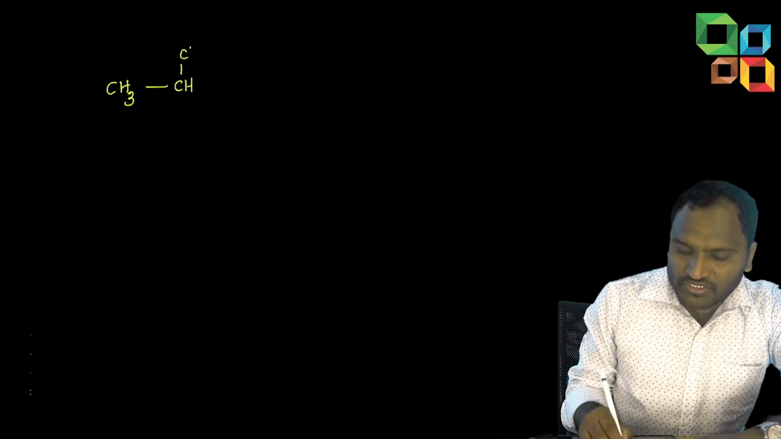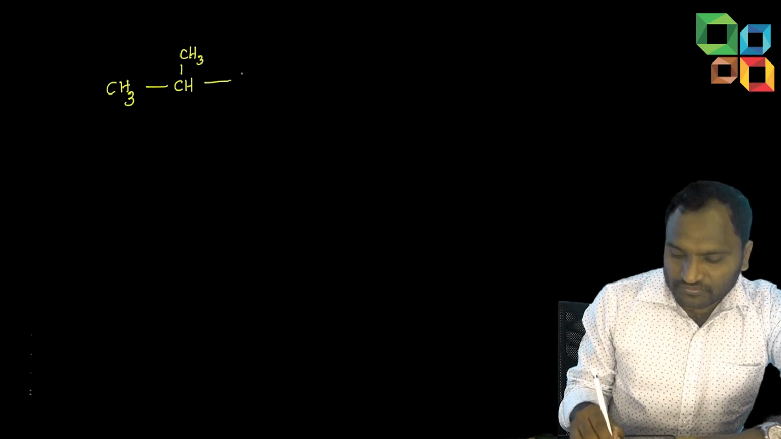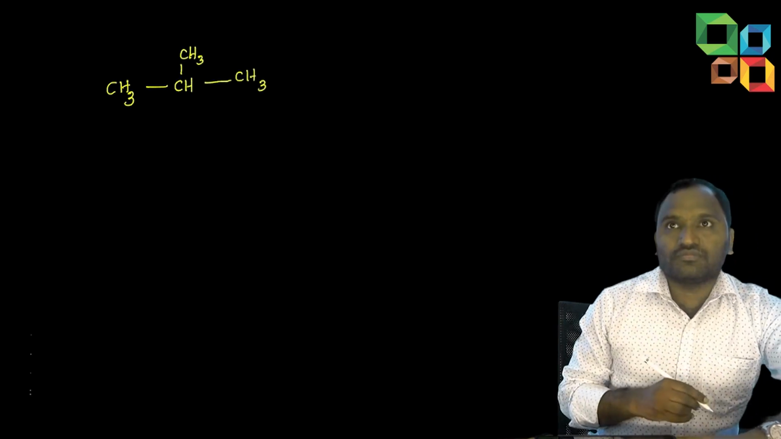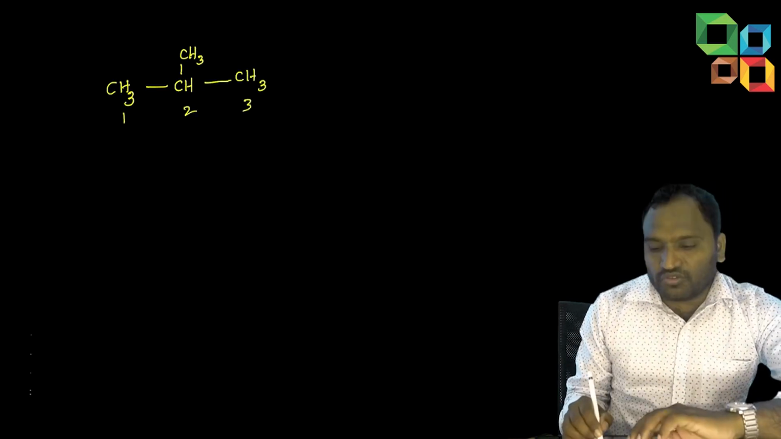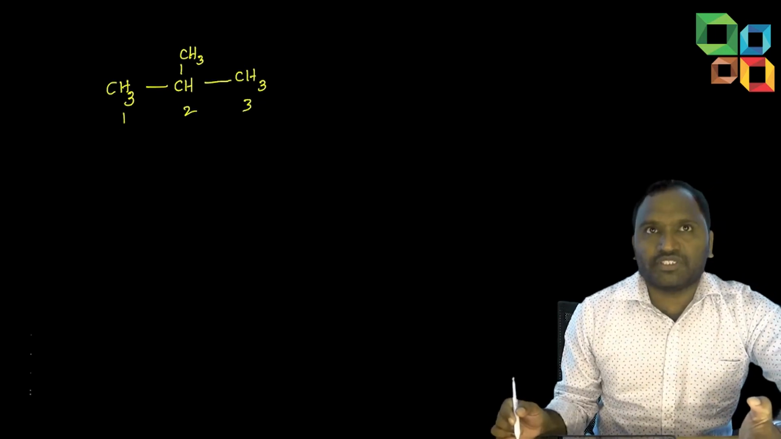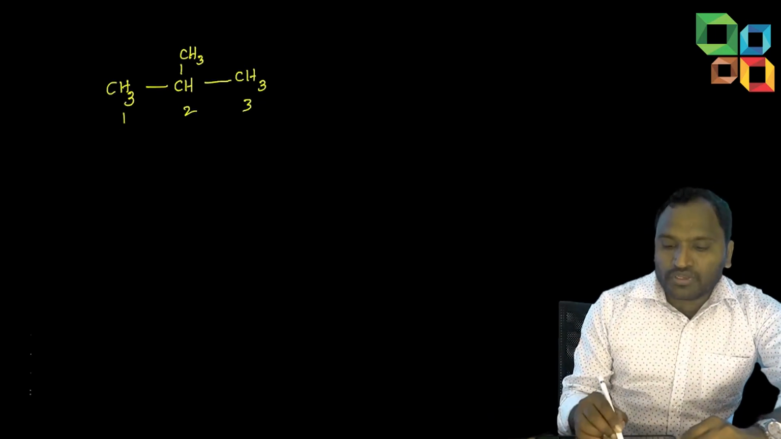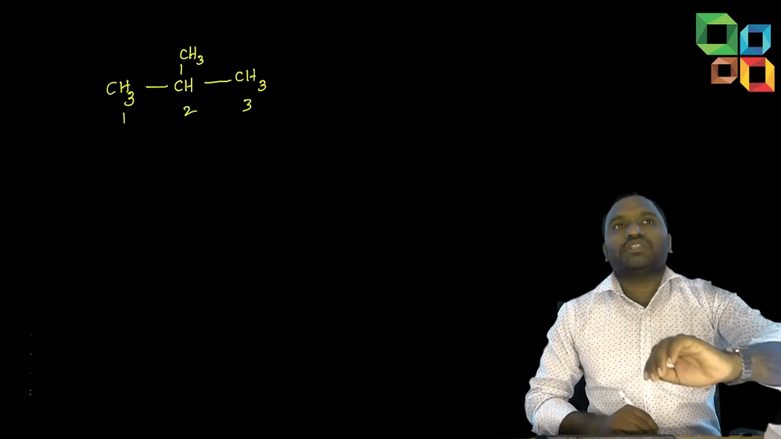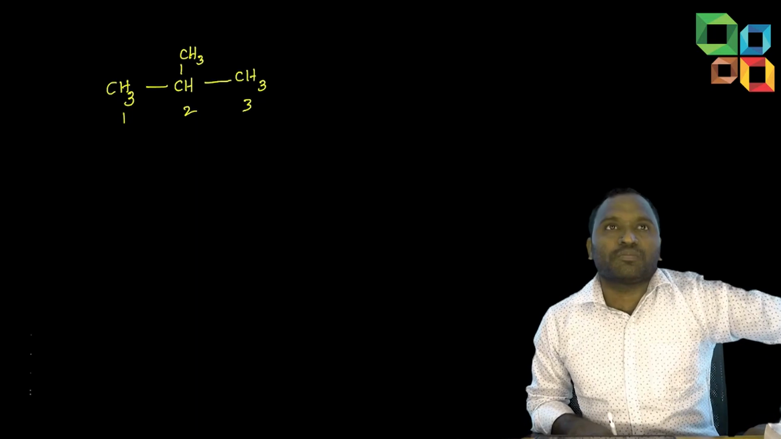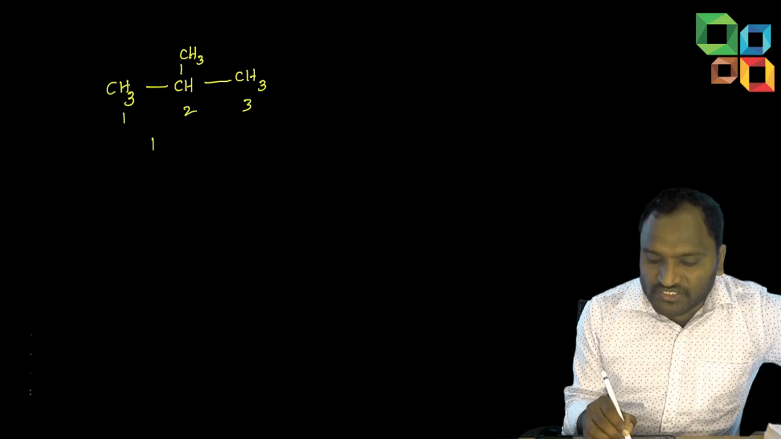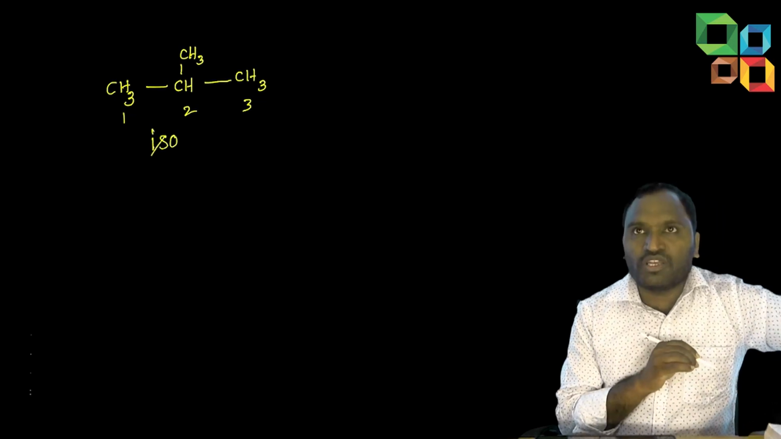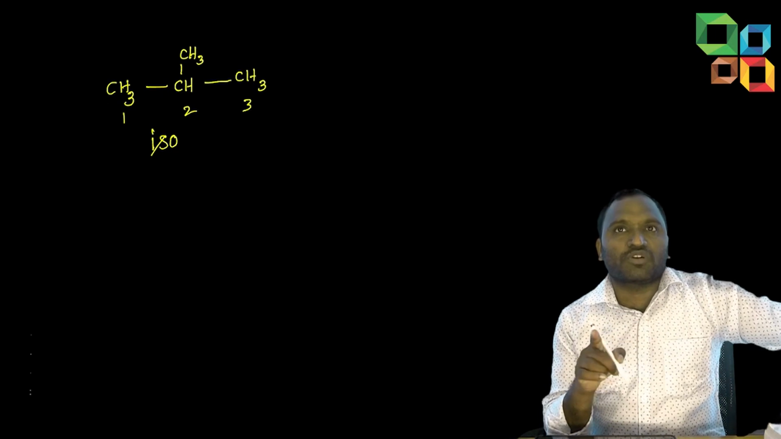Now, see students, CH3. This is the first carbon, second carbon, third carbon. You can give numbering from the reverse direction also. It is the same. In this case, see here, the second carbon is connecting with a methyl group. If the second carbon contains a methyl group, then the prefix iso will be used.